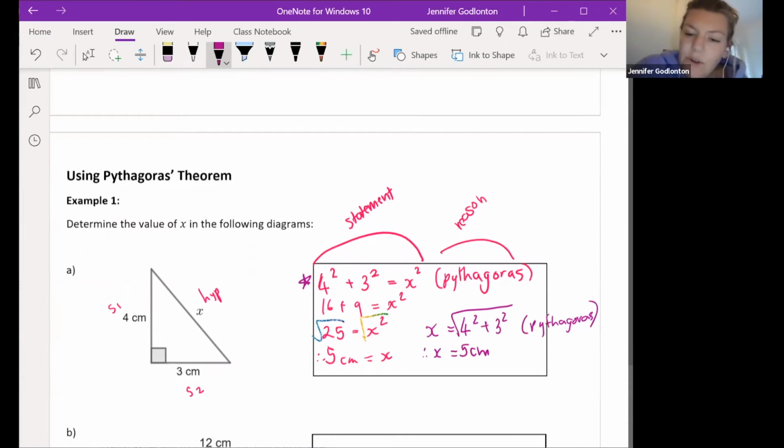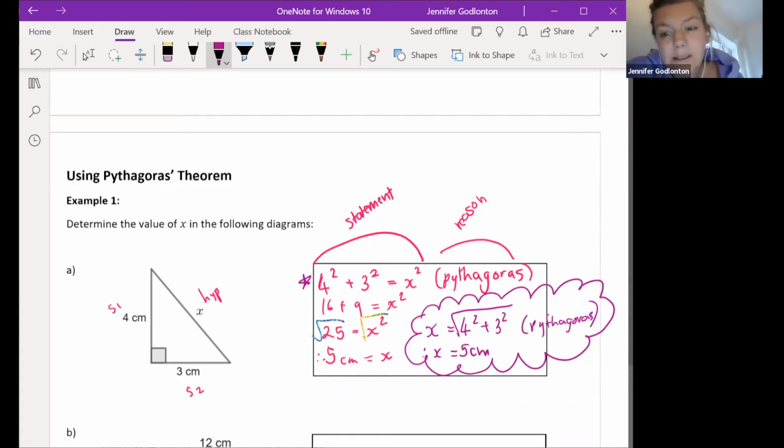Okay. So if you're feeling comfortable with Pythagoras and you're understanding what you're doing and you want to try and stretch yourself a little bit, feel totally free to try the method that's in the cloud. But if you're just learning about Pythagoras and this is the first time you're seeing it, then I recommend you look at the pink version.